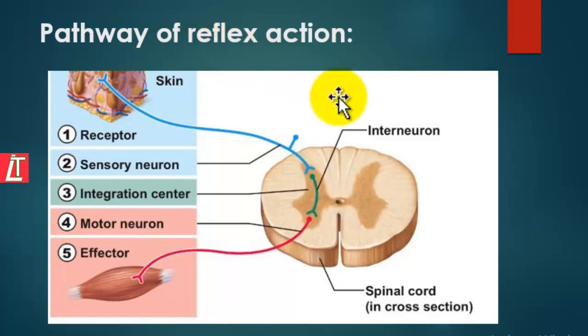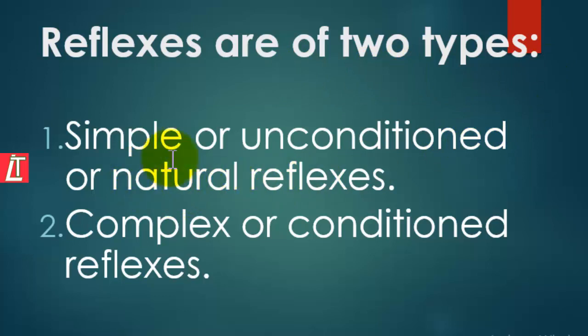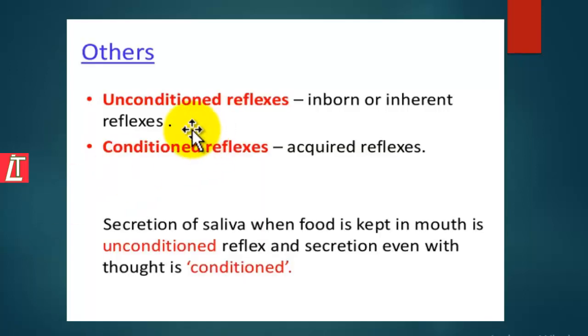Pathway of reflex action. Receptor, sensory neuron, integration center, motor neuron, effector. Reflexes are of two types: simple or unconditioned or natural reflexes, and complex or conditioned reflexes. Unconditioned reflexes are inborn or inherent reflexes. Conditioned reflexes are acquired reflexes. Secretion of saliva when food is kept in the mouth is an unconditioned reflex, and secretion even with thought is conditioned.